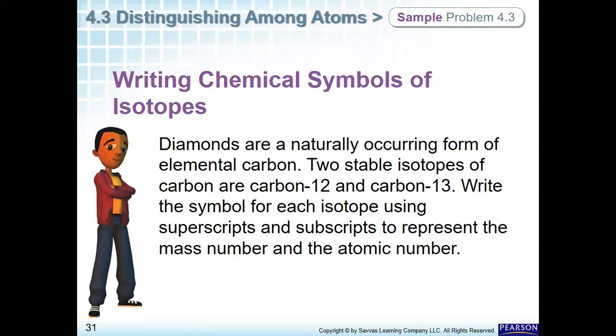Now, writing chemical symbols of isotopes. If I want to talk about an isotope, I will write it like the element itself. The atomic number will be a subscript and the mass number will be a superscript, or I will write only, guys, as you can see, carbon dash 12, or carbon dash 13. It means that both are carbon having the same atomic number, but the mass number is different. Here it's 12, and on the other side it's 13.